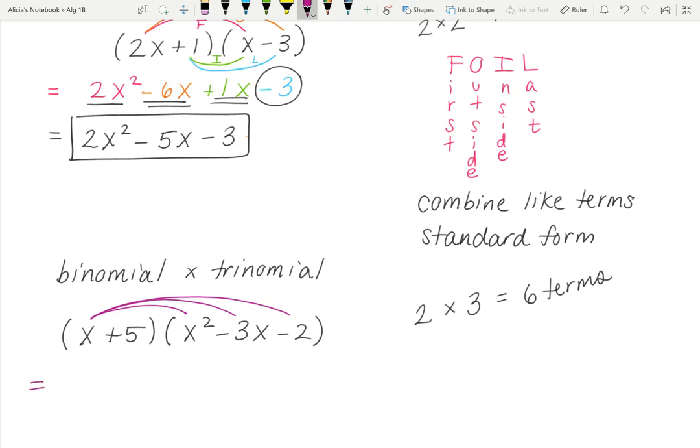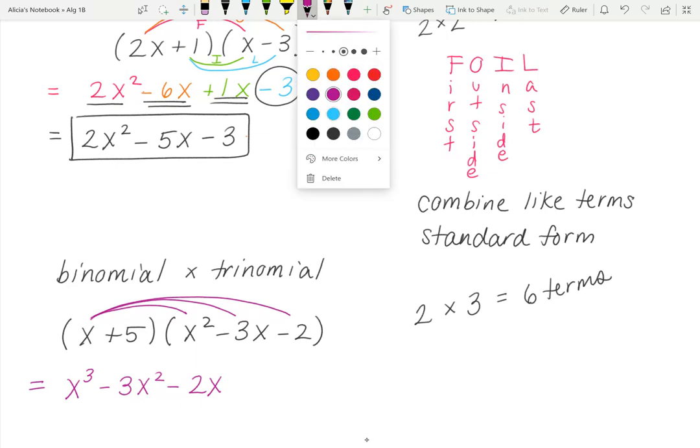Taking that, we have x times x squared. Remember, keep the variable, add your exponents. 1 plus 2 is 3, so it's x to the third power, or x cubed. Then we're going to take x and multiply it to negative 3x. That's negative 3x squared. Now remember, x times x, always x squared. It's always good to be quick with that. Then we have x times negative 2. That's going to be negative 2x. Now that's what we get as we distribute that first term to all the terms in the second polynomial.